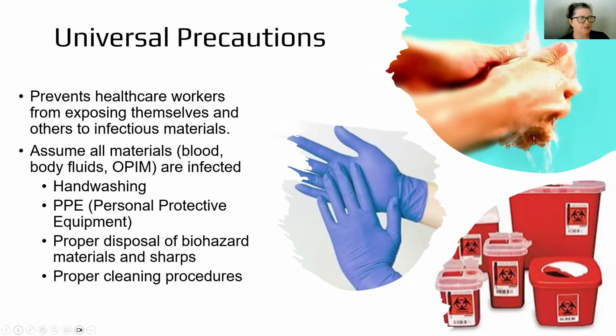Universal precautions basically helps to prevent healthcare workers from exposing themselves to infectious materials. One of the best rules of thumb for universal precautions is just assume that all materials, blood, body fluids, OPIM, you'll see that a lot, that means other potentially infectious materials, are infected.